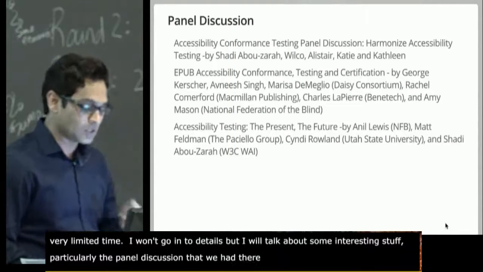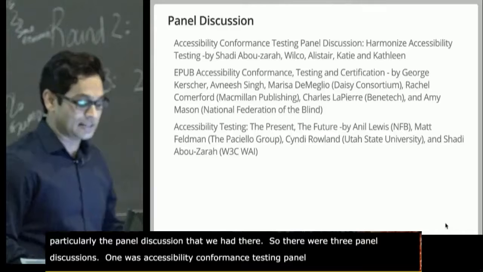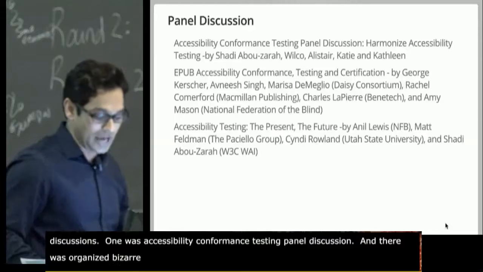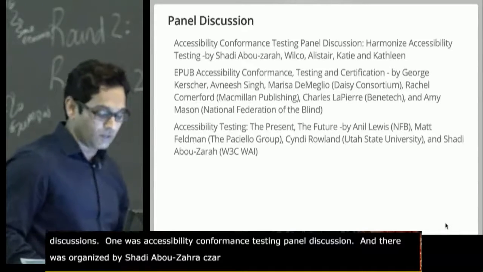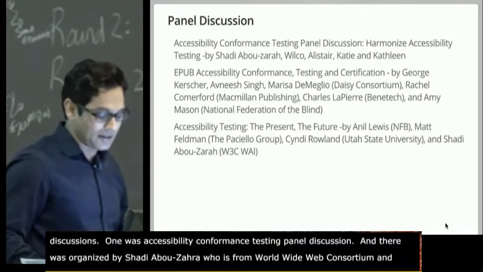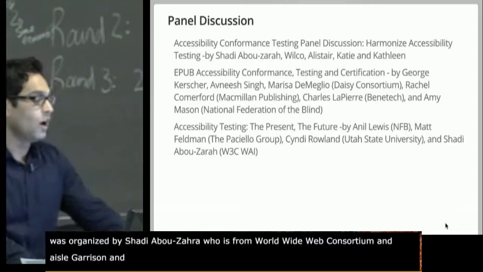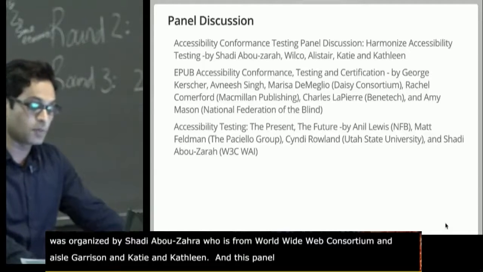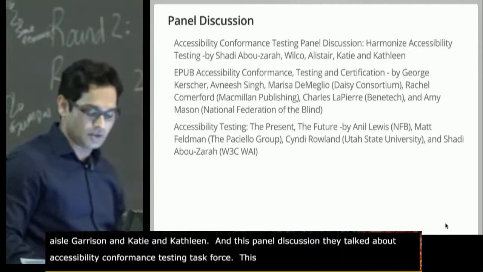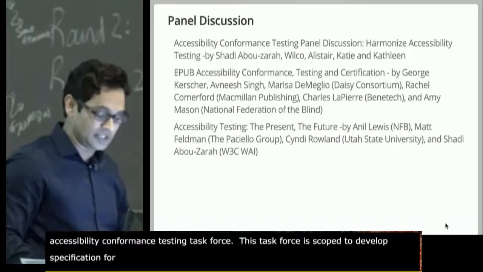So there were 3 panel discussions. One was the accessibility conformance testing panel discussion, harmonized accessibility testing, and that was organized by Shadi Abou-Zahra, who is from the World Wide Web Consortium Web Accessibility Initiative. And then Wilco Fiers from Deque Research, Alistair Garrison from Level Access, Katie Haritos-Shea from Deque Systems, and Kathleen Wahlbin from Interactive Accessibility. In this panel discussion, they talked about the accessibility conformance testing task force. This task force is scoped to develop a specification for automated, semi-automated, and manual web accessibility testing procedures.